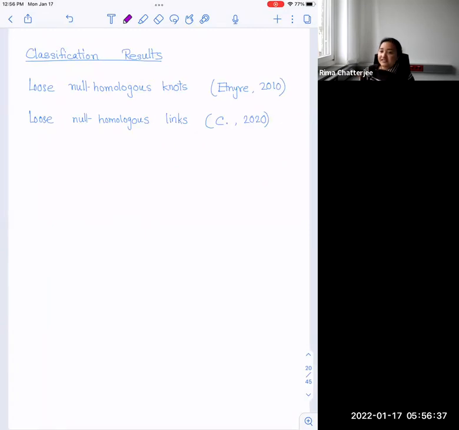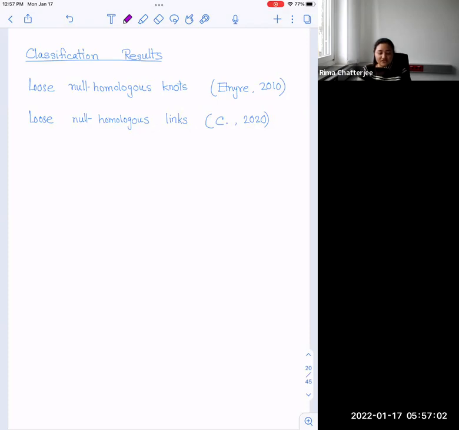Next are the classification results. What are the classification results of these loose or non-loose knots? As I tell you these classification results, you'll see how these two types of knots are different, and actually you'll see how non-loose knots are the ones which are very interesting and mysterious at the same time.